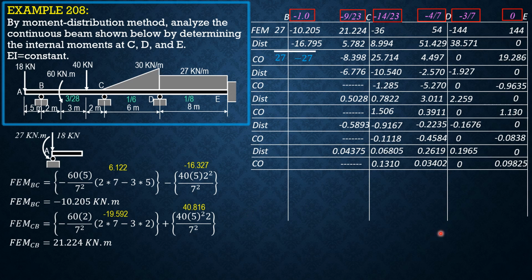So let's now lock finally. These are smaller moments, though at joint D, the values are still 0.0. You can continue if you want, but consider this negligible. So let's end up by adding. So we have 27 here, negative 27. So adding the values in this column will add up to 11.742, while in this column it's negative 11.742.